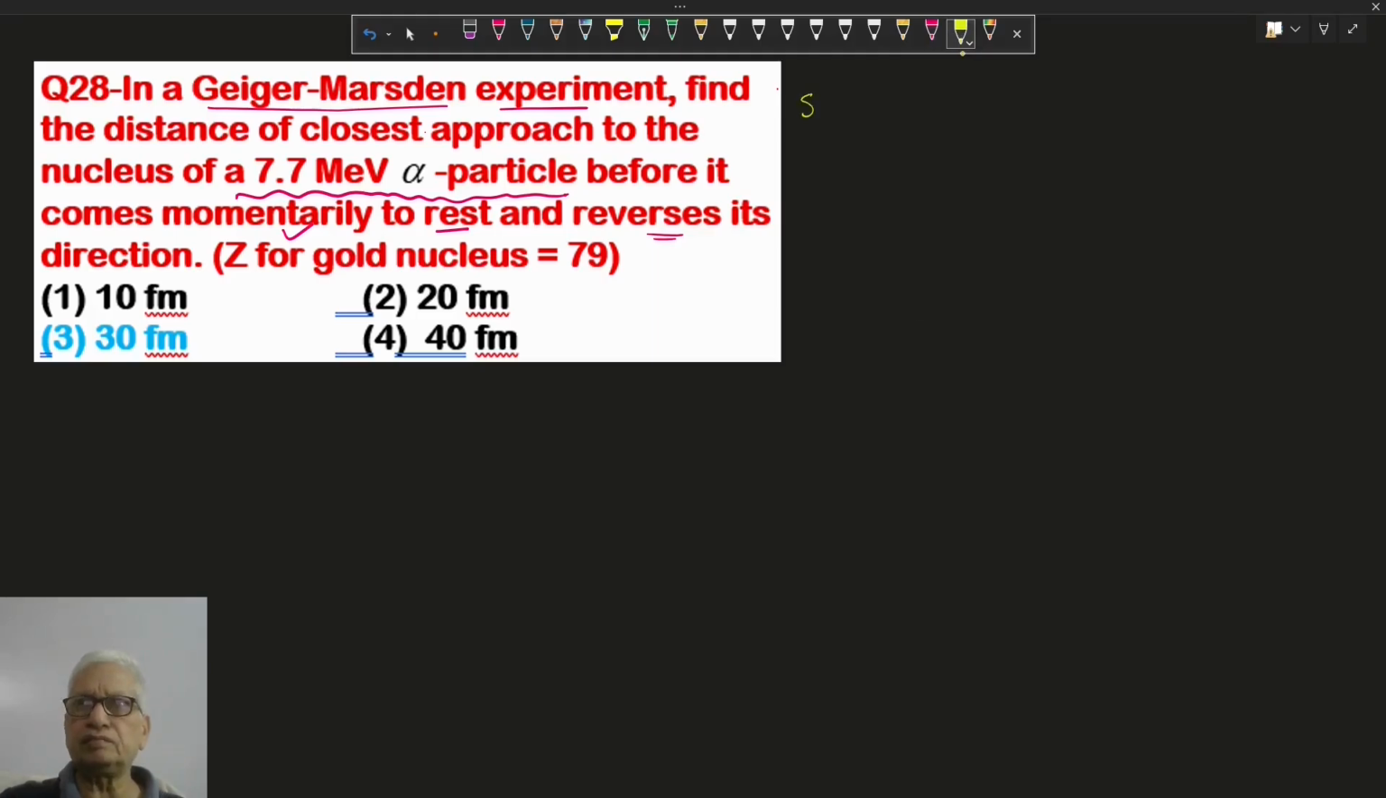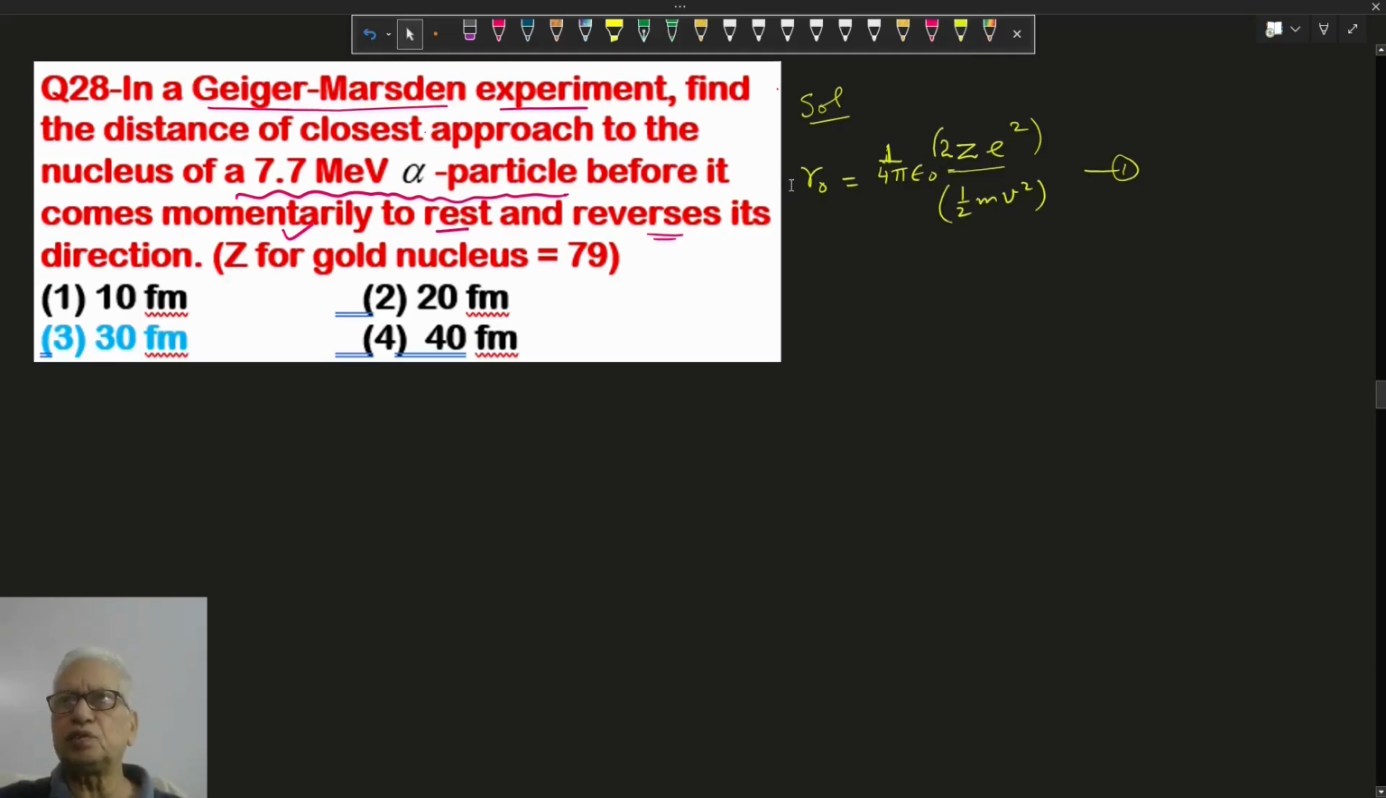Now here we know the formula for the distance of closest approach: R naught equals K, the constant quantity 1 upon 4 pi epsilon naught, times Z E square over the kinetic energy. Here Z is the atomic number. If Geiger-Marsden and Rutherford took the energy of the alpha particle as 5.5 million electron volt, then R naught comes roughly 45 Fermi. 1 Fermi is 10 to the minus 15 meter.